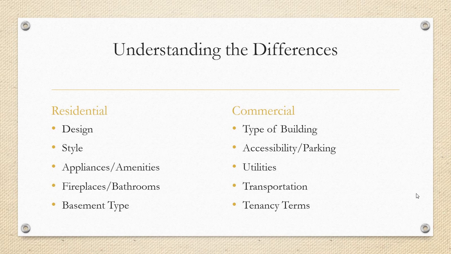But in the commercial world, we're looking at the type of building and what amenities it holds, the accessibility into the building, whether it's ADA compliant, what kind of parking there is, utilities, where are they, and how do they get them there? Do they have certain kinds of electric there? Is there public storm water? Maybe the transportation, is it in an area where people can get to easily?